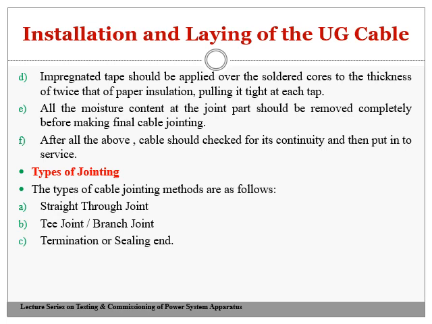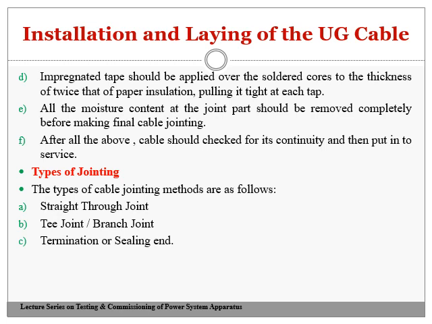All the moisture content at the joint part should be removed completely before making the cable jointing. Even sometimes, because of negligence, there may be a small amount of moisture at the end of the cable that has to be removed. After all the above, the cable should be checked for its continuity. Once the jointing is done, the continuity can be checked with the help of a megger or any equipment which is available, so that once it is commissioned, it provides proper supply to the utilities as well as the consumers.